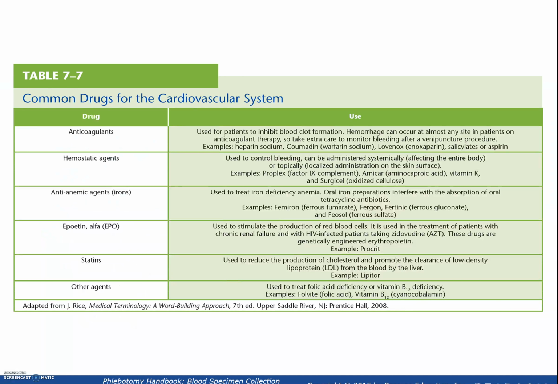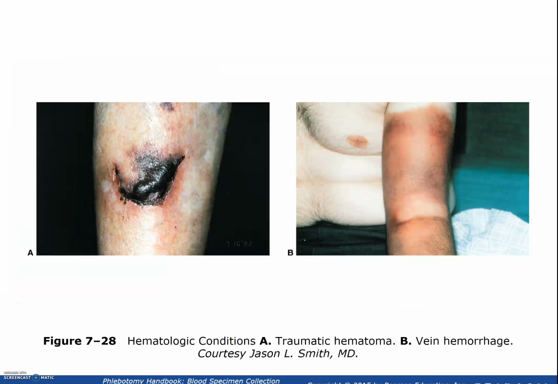Common drugs for the cardiovascular system. This is more so an FYI for you. This just gives you an image of some hemorrhagic conditions, traumatic hematoma, and vein hemorrhage. The vein hemorrhage is commonly seen when we draw a patient. This happens underneath the skin, so it's not very visible at first, and this is the aftermath.